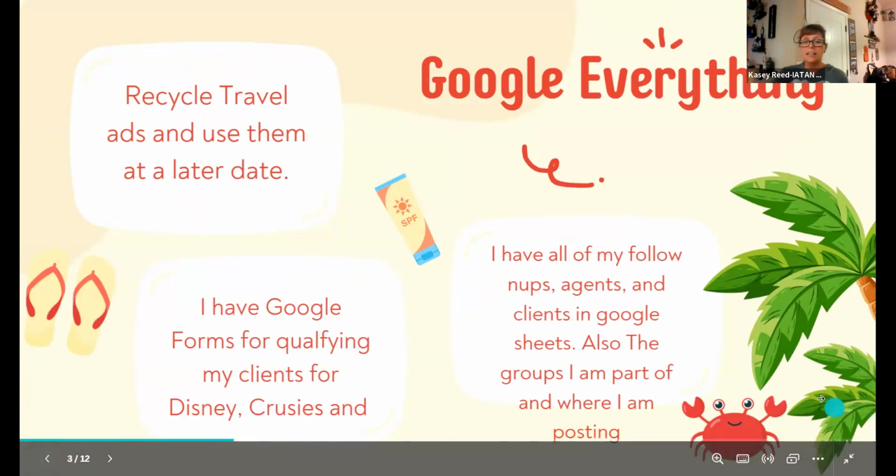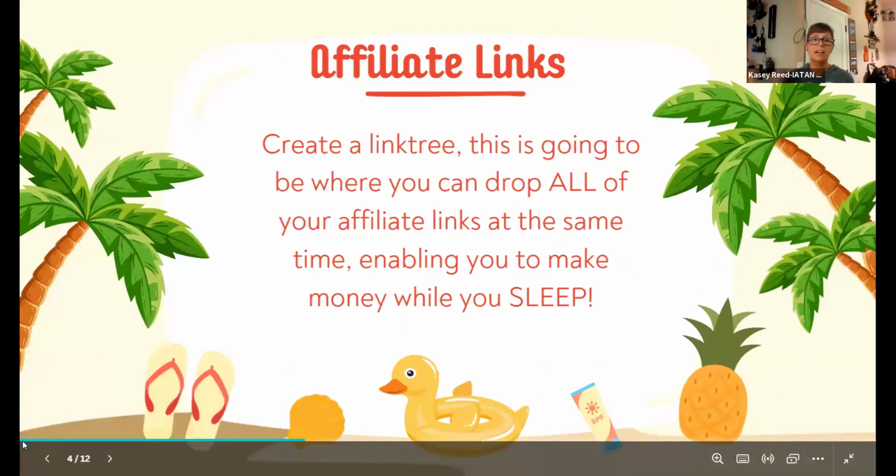Let's also talk about affiliate links, okay? Create a link tree. We have been talking about making money in your sleep throughout this boot camp, and talking about affiliate links. This is where you can drop every single affiliate link you have in one spot. If you're dropping a travel ad, drop your link tree. That's going to give your clients the opportunity to book a cruise with you, maybe with a Virgin Voyages link, excursions. This is all going to give you the ability to make money while you sleep. So then you're not dropping a bunch of links. Just drop one link. So I use a link tree.